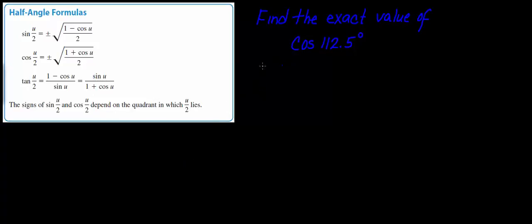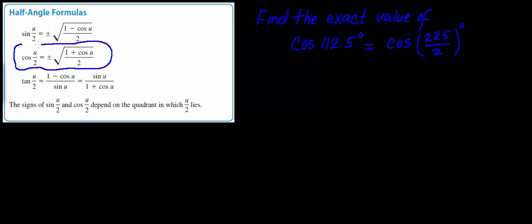In this example, we're going to use the half angle formulas again to find the exact value of the cosine of 112.5 degrees. What I do is I try to rewrite the cosine of 112.5 degrees as the cosine of double that amount, which is 225 divided by 2, which means it's still 112.5 degrees that I'm looking for. But we rewrite it as a half angle so that I can use this half angle formula right here. So let's go ahead and rewrite this expression using this formula.